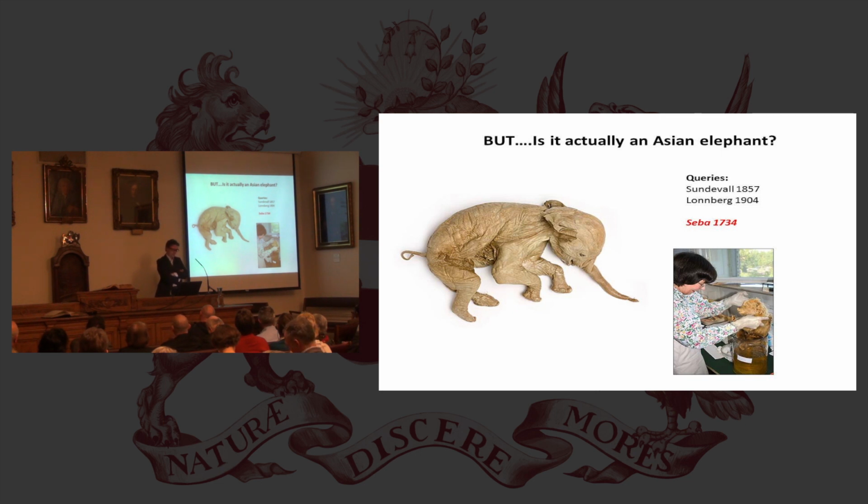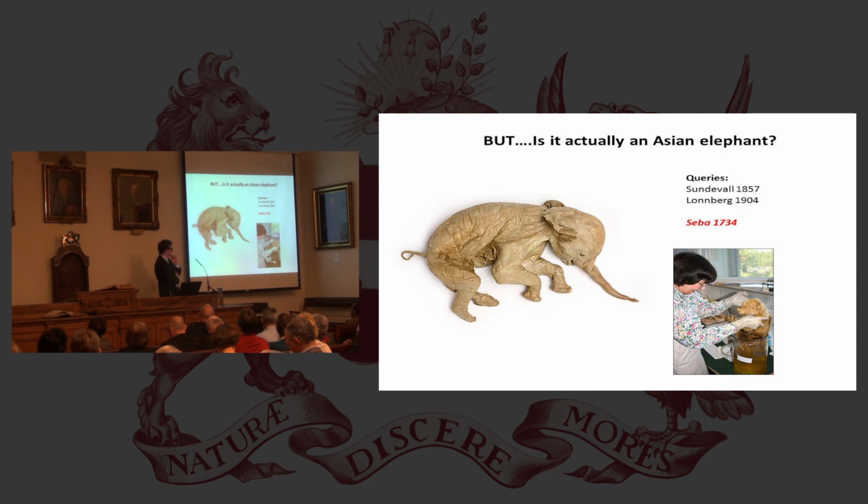But there is a problem, because as you'll remember, the sales prospectus from the auction says this is an elephant from Africa. And now we have a problem. We can't have the type specimen of the Asian elephant being an African elephant, if this is the case. Now, of course, Linnaeus may have been wrong, and it turns out that several people through time have pointed this out.